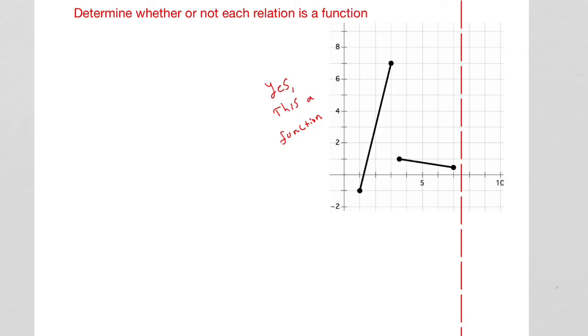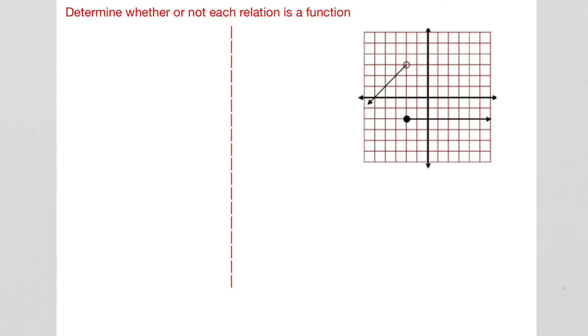And for the last example, I want to take a look at this one now. So again, let's scan the graph. So everything's fine, and then here it looks like it's hitting two places at the same time. However, since I have an open circle, this one doesn't count. So in reality, the vertical line is only touching this graph at one point. So we can continue to the right, and yep, it only hits once. So we can say that this one is also a function.